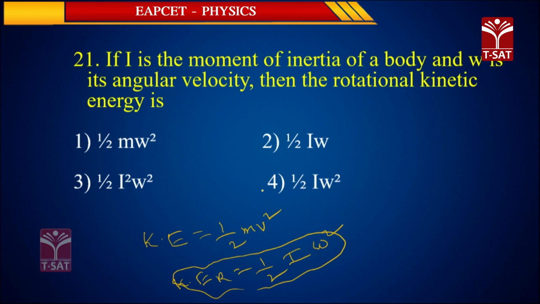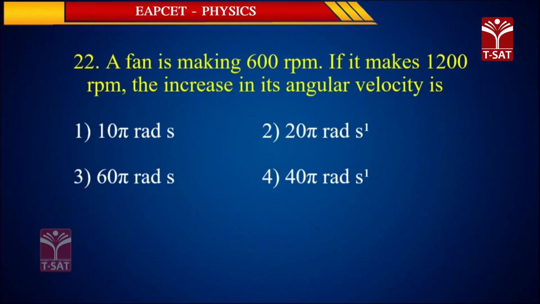Okay, fourth option is the correct answer. Here, see, children, a fan is making 600 rpm. If it makes 1200 rpm, the increase in angular velocity is, what is that here?